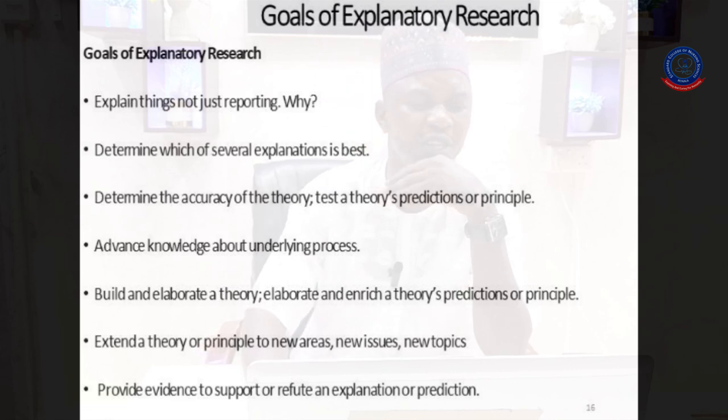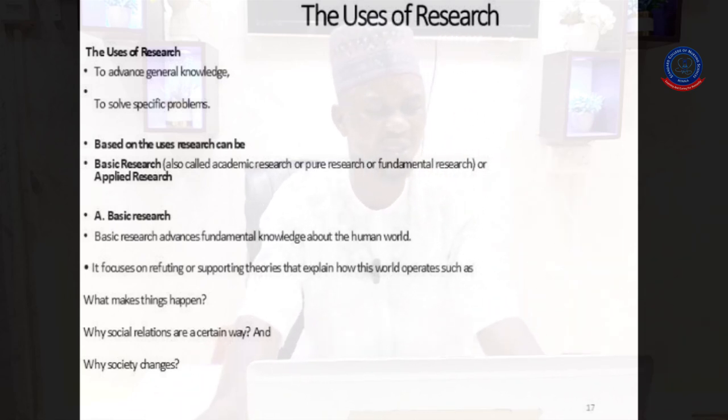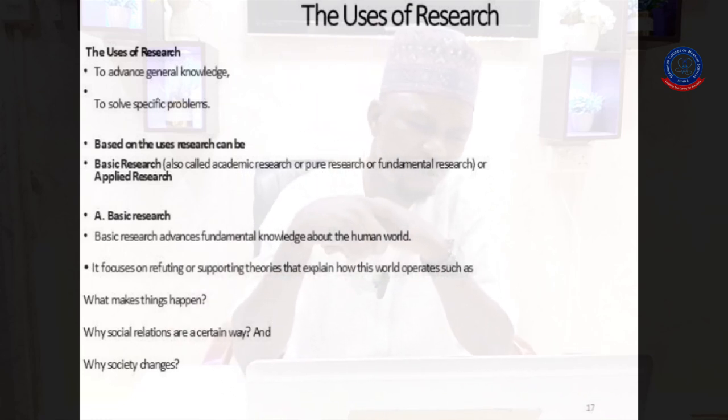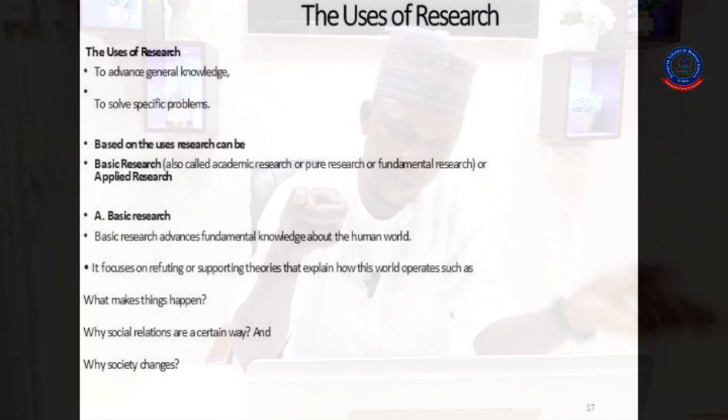Then we go to uses of research. There are two major uses of research: to advance general knowledge or to solve a specific problem. Research, or nursing research, is for these two purposes. Based on the two uses, research can be categorized into basic research or applied research.